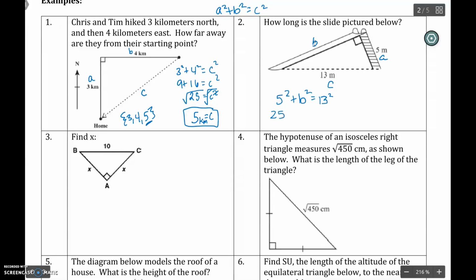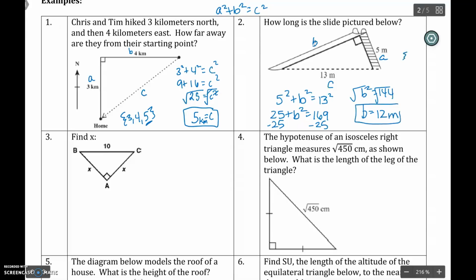Okay, 5 squared is 25, and 13 squared is 169. When you subtract 25 from both sides, you're going to get 144. And then when you square root that, you will get that b is 12, and it's in meters.